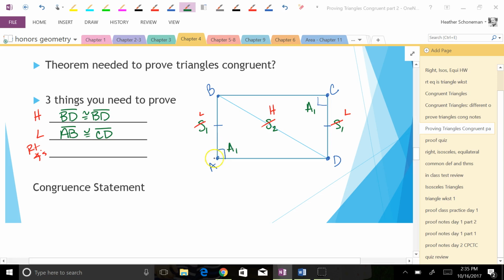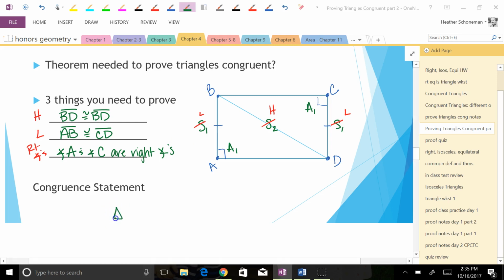Now, if I look at angle A, you know exactly which angle I'm talking about when I say angle A. I don't need to use 3 letters. So lucky us, we can use 1 letter this time. So we're going to write angle A and angle C are right angles. And if we have right angles, then we have right triangles, and that will allow for hypotenuse leg to work. So there are my 3 facts.